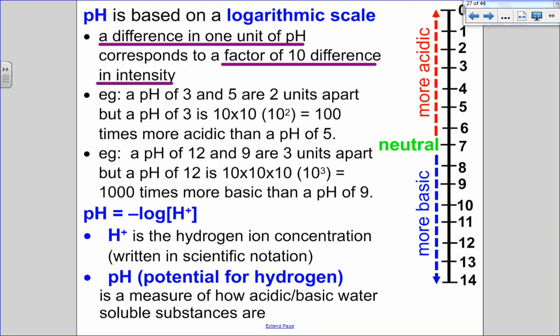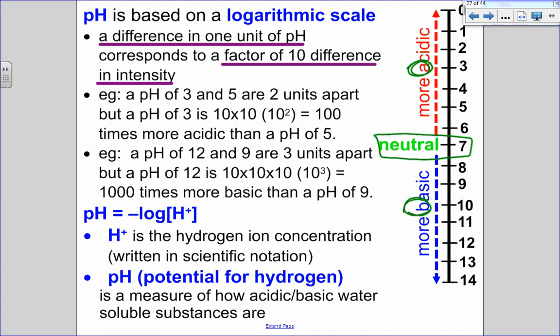So pH is the potential for hydrogen, and it is based on numbers from 0 to 14. So 7 right in the middle is neutral, and anything from 0 to 7 is considered acidic. Anything from above 7 up to 14 is considered basic. Now, I'm not a chemistry person, so what helps me memorize this is it's in alphabetical order. A, acidic first, B, basic second, in alphabetical order.